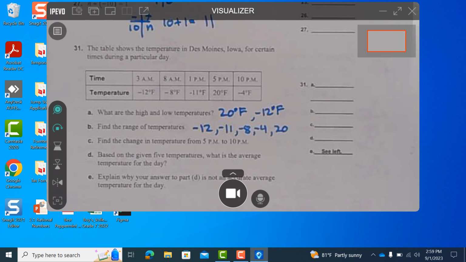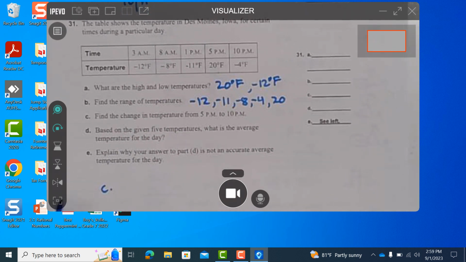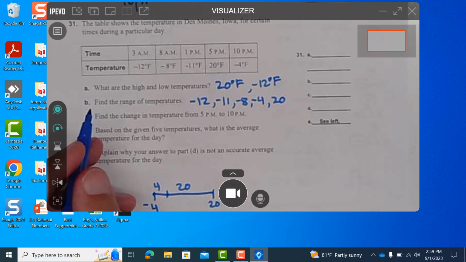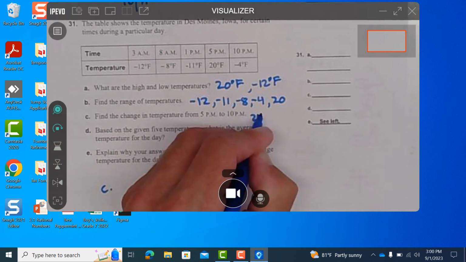Find the change in temperature from 5 p.m. to 10 p.m. This could be tricky. If we're looking at a number line, so if I could do part C down here, at 5 p.m. it's 20 degrees. So I start at 20 degrees and I finish at negative 4 degrees. So if 0 is somewhere right here, it looks like we have 20 degrees plus 4 degrees. So we have a 24 degree change from 5 to 10 p.m.